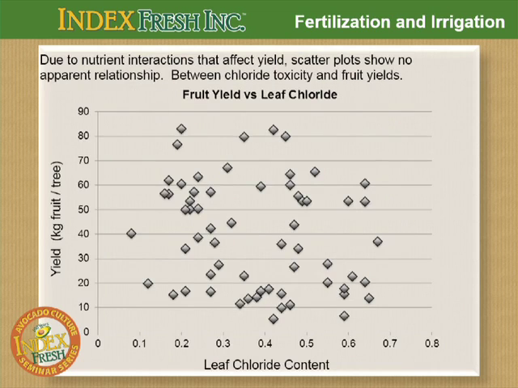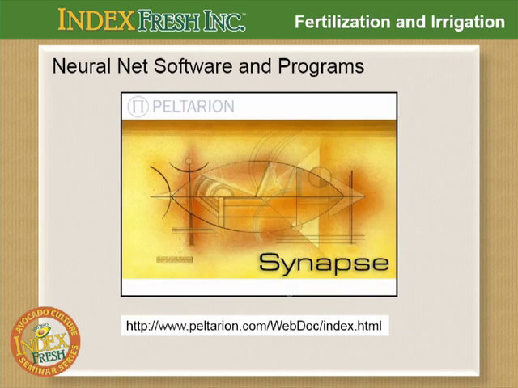And that's exactly what we find when we look at avocado. You predict yield versus leaf chloride, and you get a scatter diagram that looks like this. And you say, well, there is no relationship. I could never predict chloride was causing a decrease in yield based on that data alone. Zero relationship. These exact same data, you run them through the neural network model, and we're using, in this case, a program called Synapse.